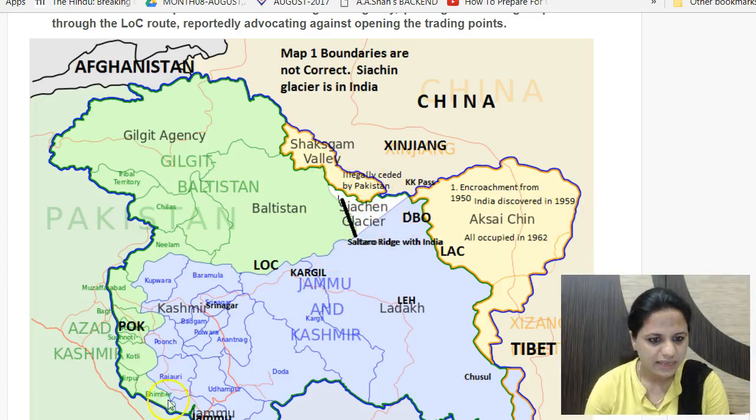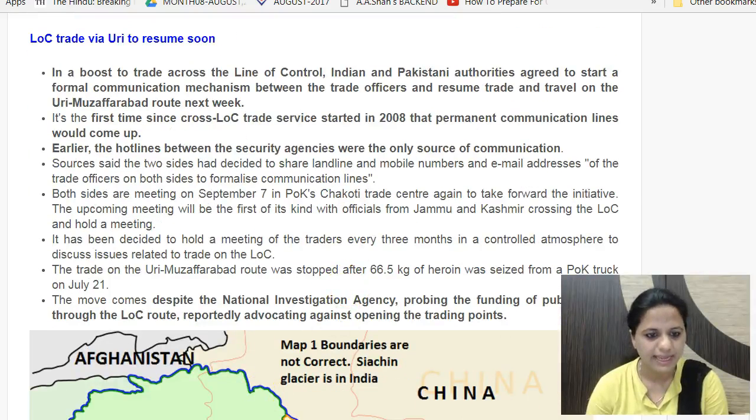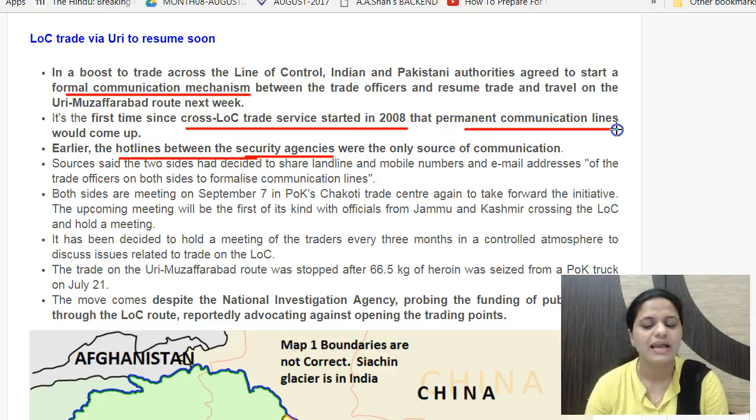So here you can see this is the LOC, the borderline boundary between POK and the Jammu and Kashmir region under Indian control. It is called LOC, line of control, and the LAC is the line of actual control, which is the boundary between India and China. So presently the news is regarding cross LOC trade. Cross LOC trade had been initiated in 2008, and now this trade is being further strengthened, as we see. The boost has been provided when the two sides, Indian and Pakistani authorities, started a formal communication mechanism. Before this, the communication line used even for cross trading related purposes were the security agencies' hotlines. So these were the only sources of communication. And now a formal communication mechanism, a permanent communication line, has been decided. So this is of course going to facilitate cross LOC trade. There have been concerns here too. Recently there was 66.5 kg of heroin which was seized from a POK truck on July 21 itself.